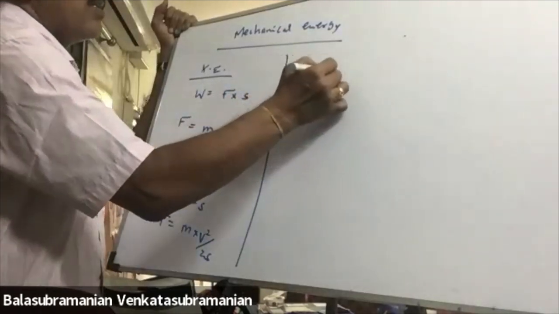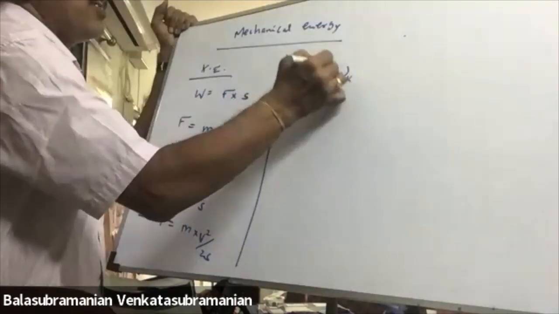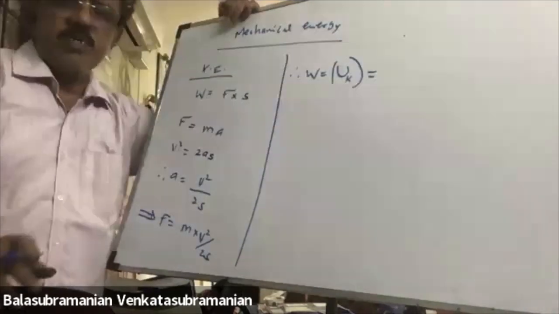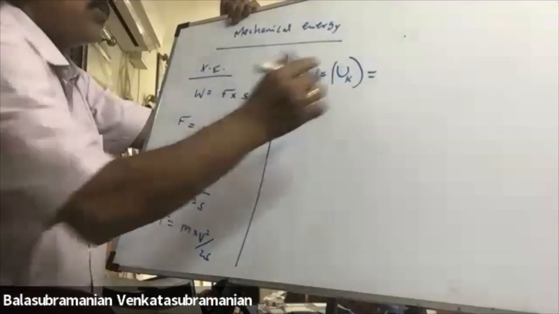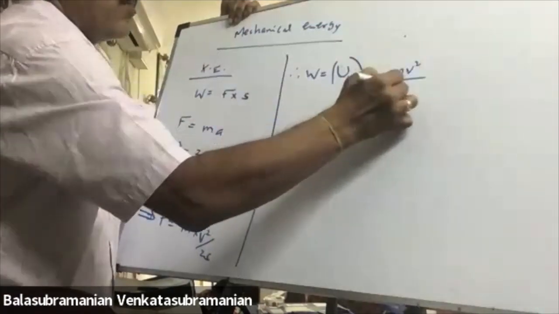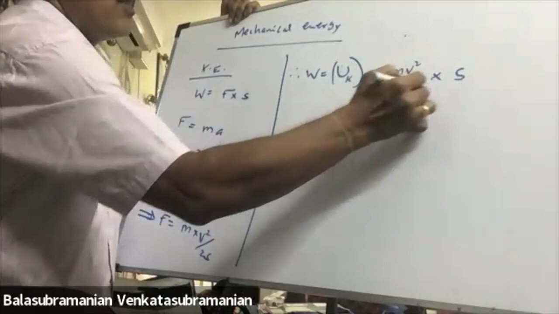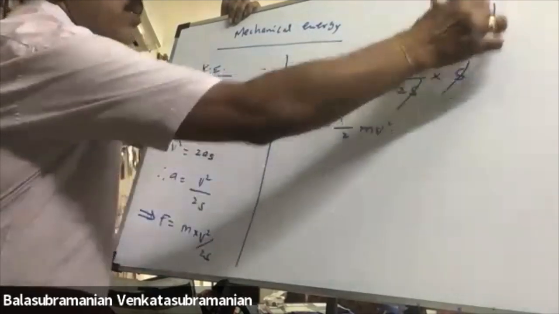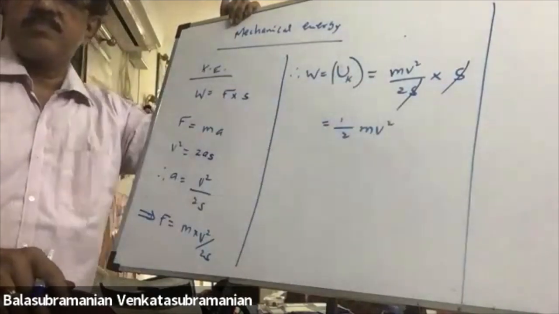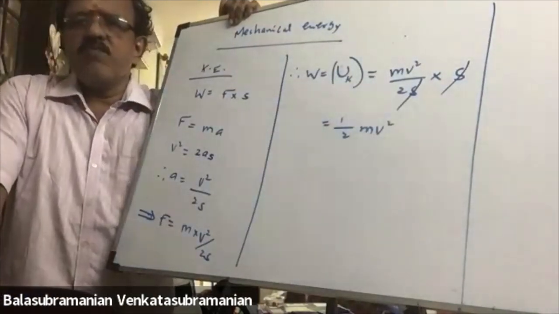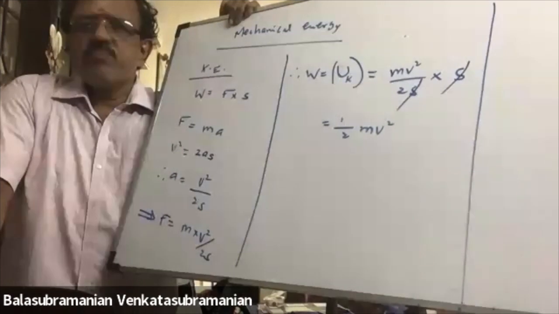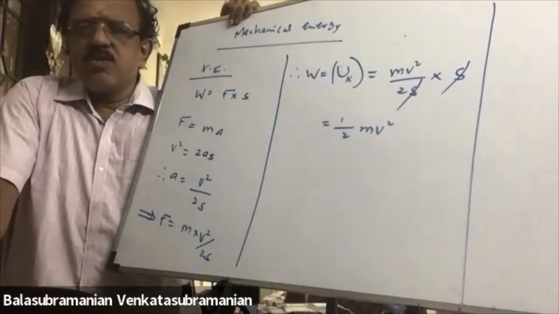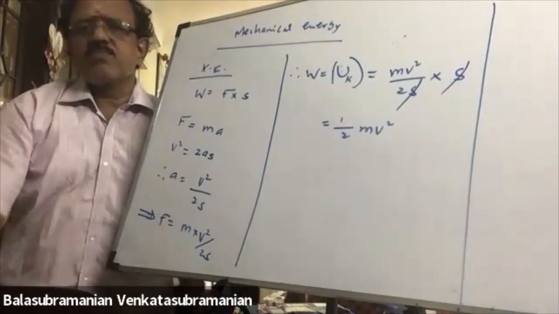Therefore, work done, that is kinetic energy, UK. What is the formula? Force into displacement. Force here is mv square by 2s into displacement s, the s cancels, giving half mv square. Half mv square is the expression for kinetic energy. You understand the concept? Good.